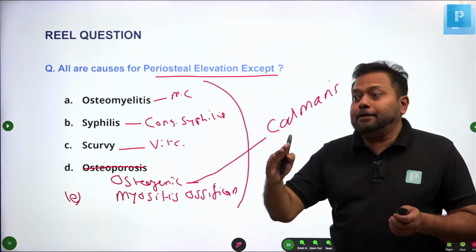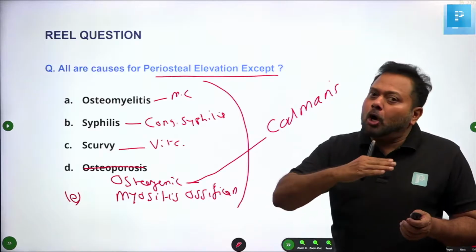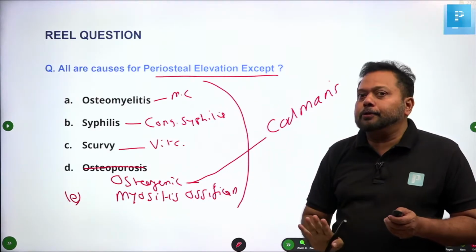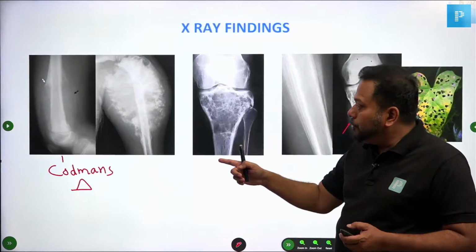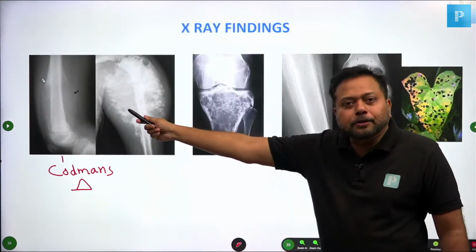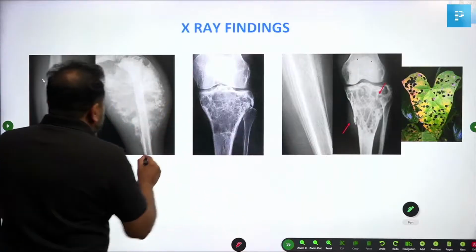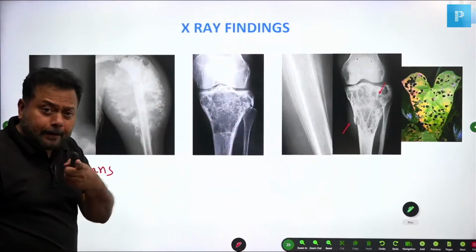Like your evening rise of temperature happens in all fever, but the term evening rise of temperature is reserved for tuberculosis. Like that. Okay, now you see this point, that's called Codman's triangle. The second change, one should not forget, all these can be repeated in image based questions.